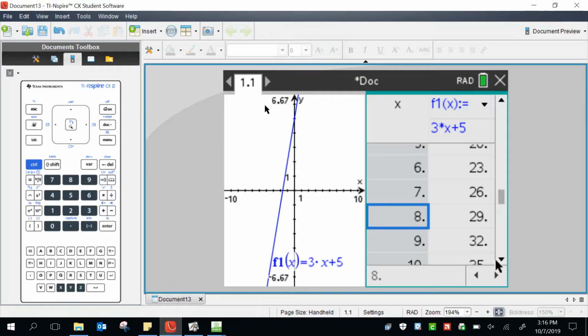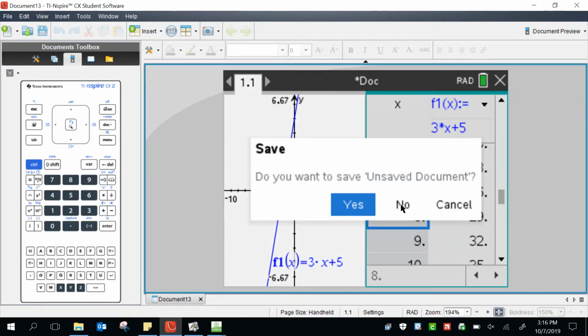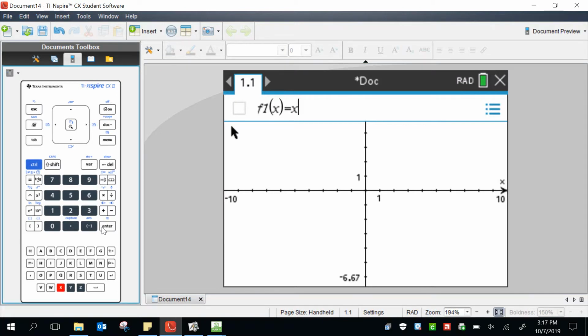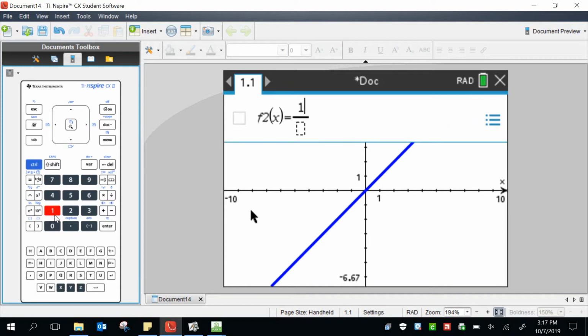So clear out of this, I go to my calculator. First thing I want to do is put in x. My second line is 1/2 x minus 1.